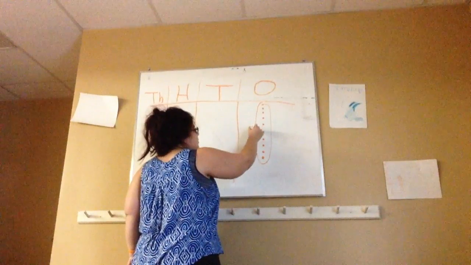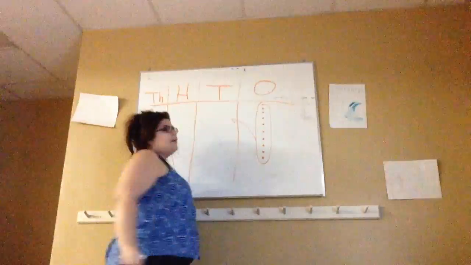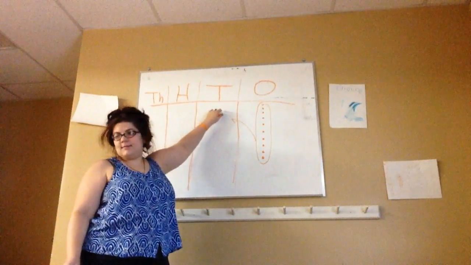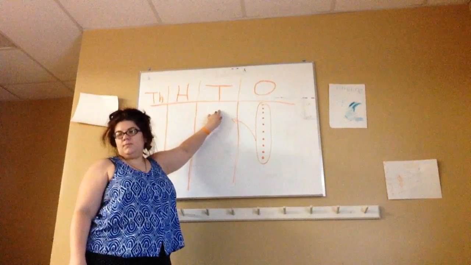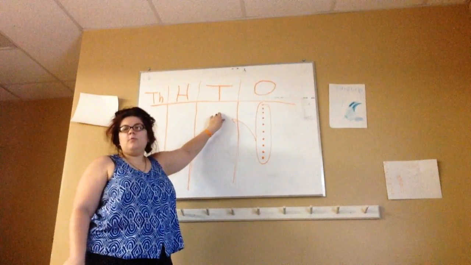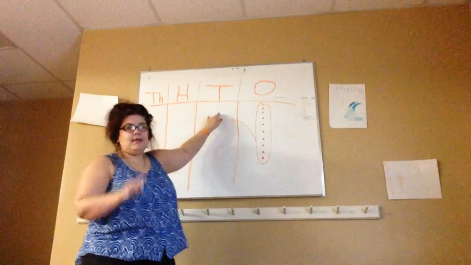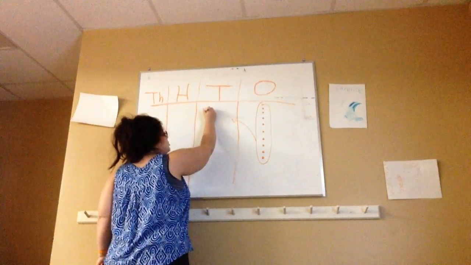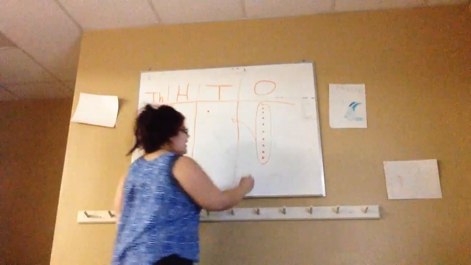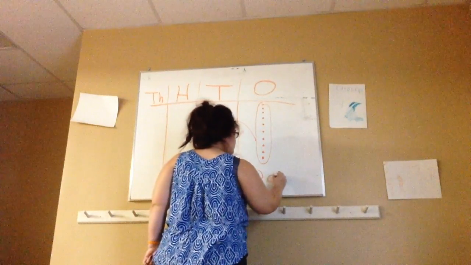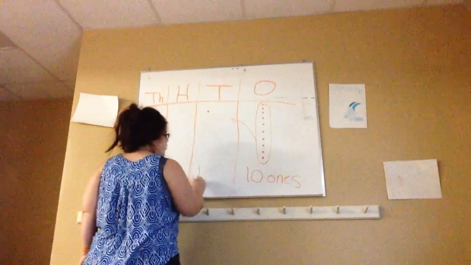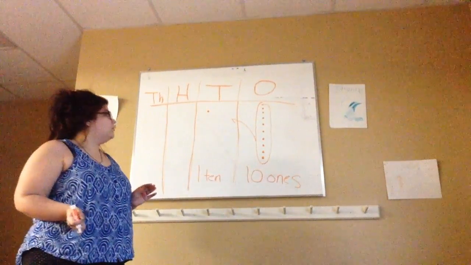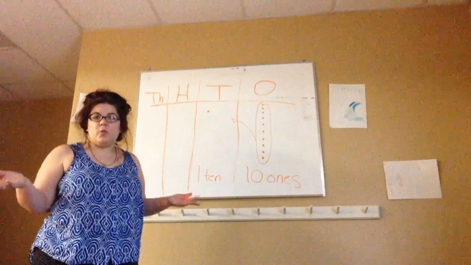So they're going to come on over here. Now, we've got 10 ones, but if we've got 10, how many tens is that? No, not 10. That's right, we have 1 ten. So, instead of putting these 10 dots, we're going to bundle them, and we're just going to put 1. So we have 10 ones in the ones place, and we have 1 ten in the tens place. So, what do we do if we've got something in a place value that's bigger than 1?